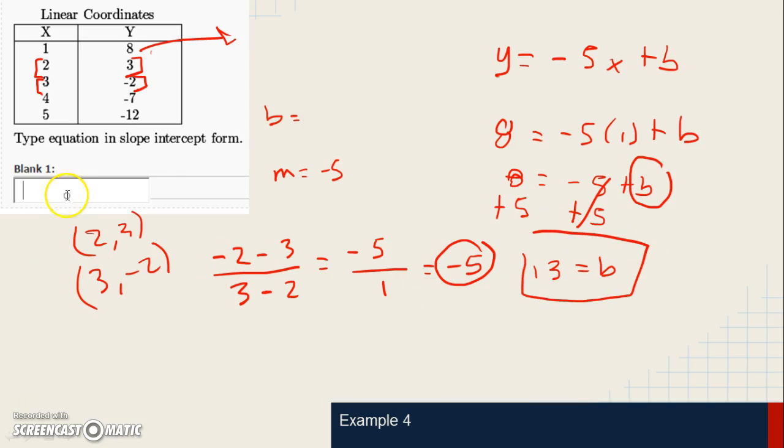So we're going to put it all together. y equals, our slope is negative 5 times x, and our y-intercept is a positive 13, so we're going to write plus 13.